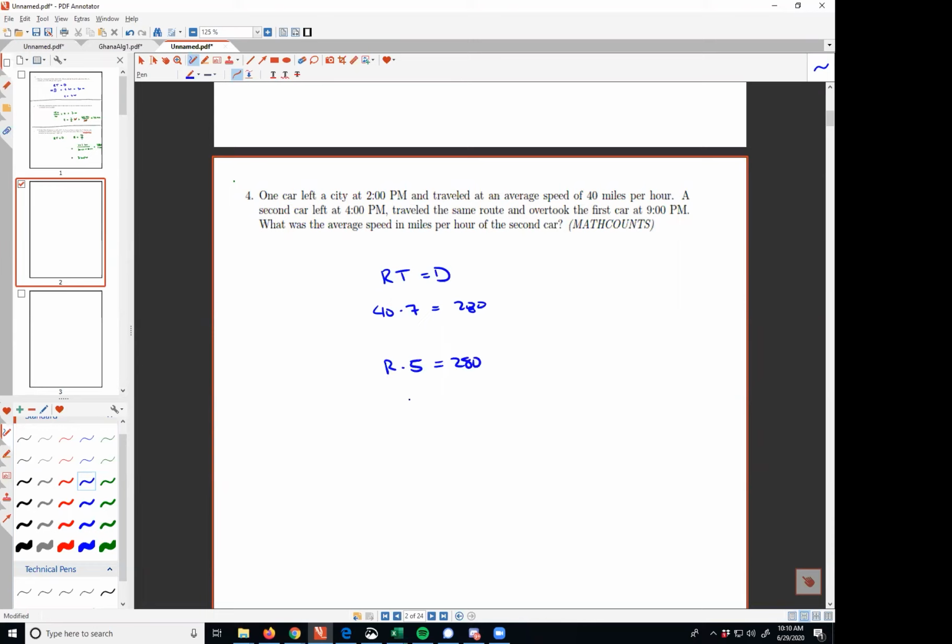I'm leaving off the units this time. And of course, most of the time we should probably leave the units in to make sure that everything we're doing is fine. Here's another one.